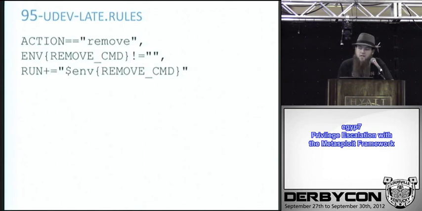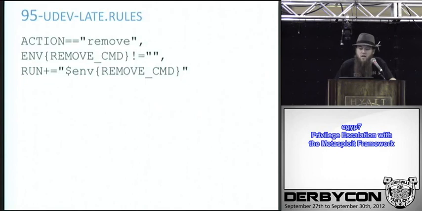So it takes an environment variable, which can be set from that udev goo, from that netlink goo. It takes an environment variable and adds it to the run variable. And run is a special thing that udev uses. When it's done parsing all of the rules, it runs everything in the run variable as a command. And again, udev runs as root.